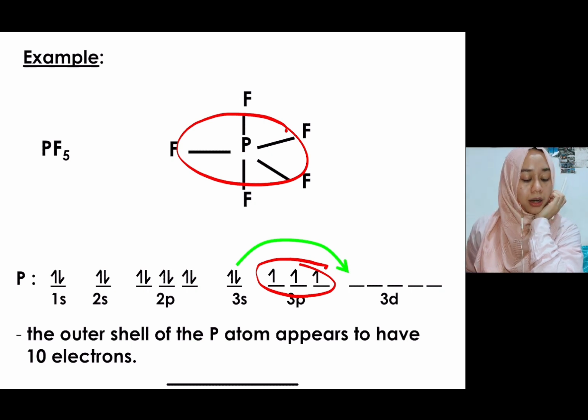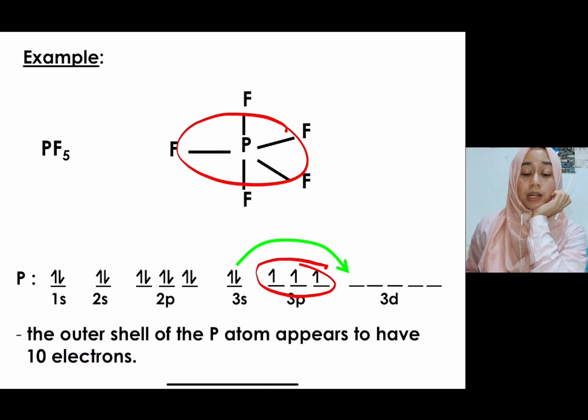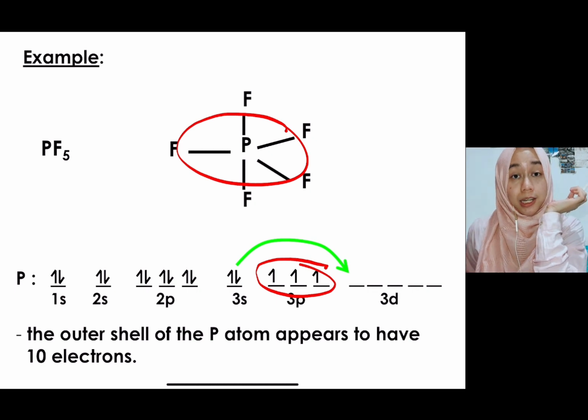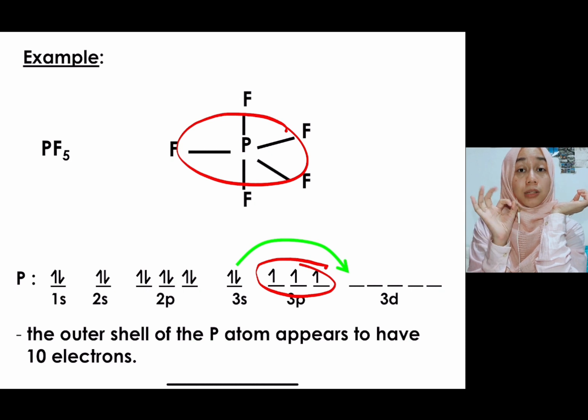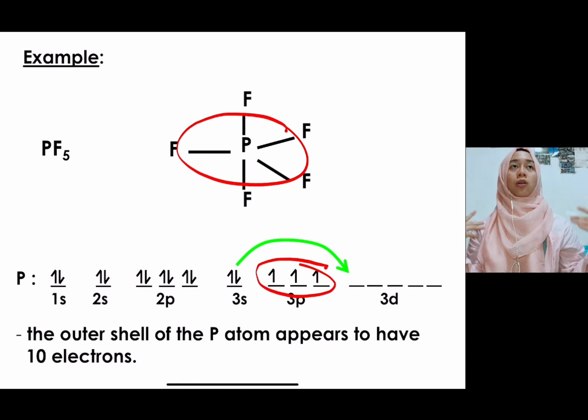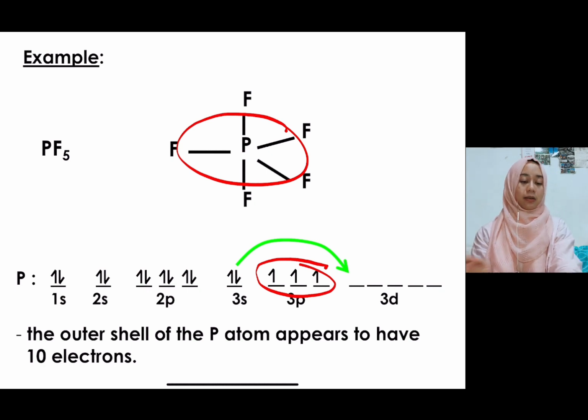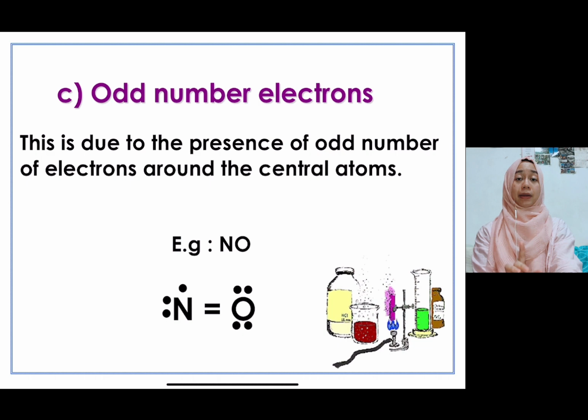Okay. So now that is why the outer shell of the P atom appears to have 10 electrons. Because one of the electrons in 3s jumps into 3d. So when it jumps into 3d, there will be 5 unpaired electrons. Okay. So basically, an expanded octet is possible. It is all due to the existence of the 3d orbital. Okay. That's why it can have more than 8.